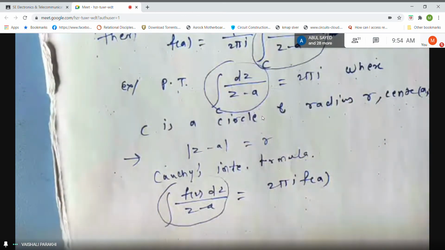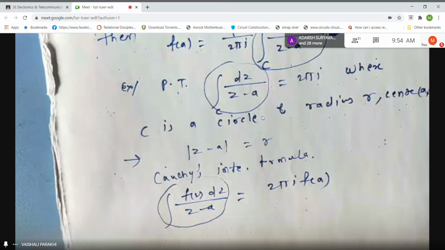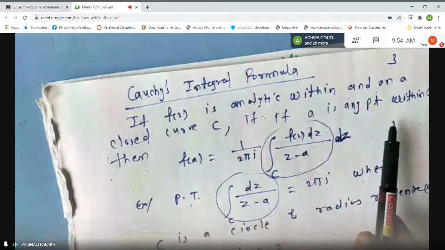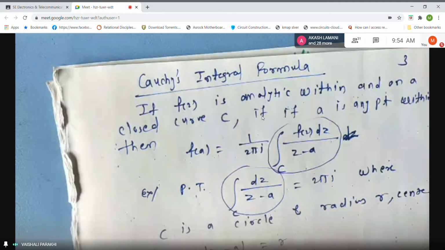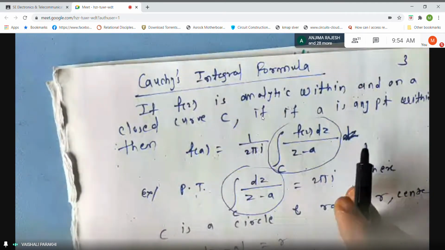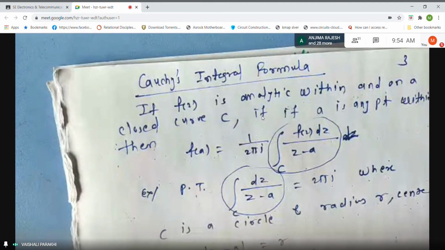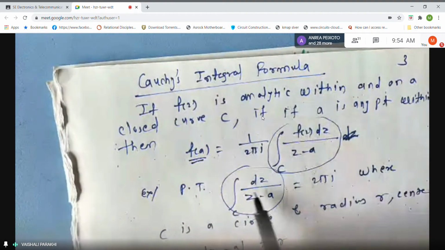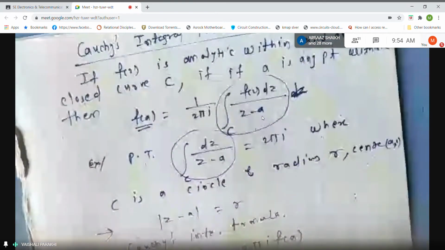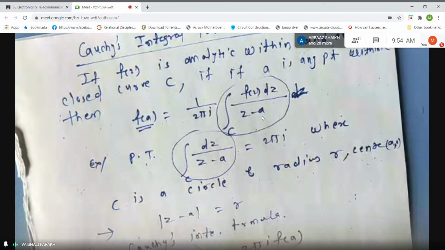Ma'am, can you repeat again? Yes. See, this is the Cauchy's integral formula part. What is Cauchy's integral formula? If the function is analytic within or on the closed curve C, analytic meaning it is differentiable, and there is a point a which is within the curve C, then you can represent the function f of a by this formula: 1 upon 2 pi i integral of f of z dz upon z minus a.